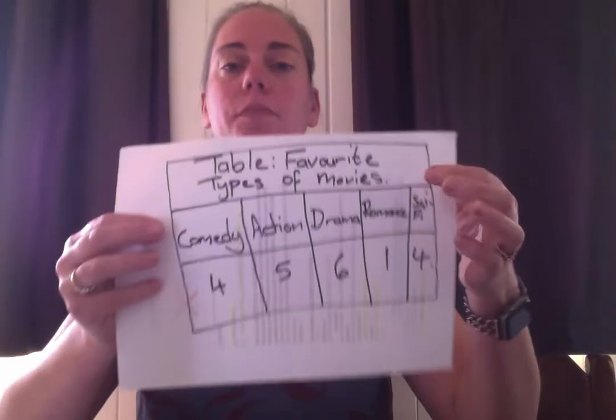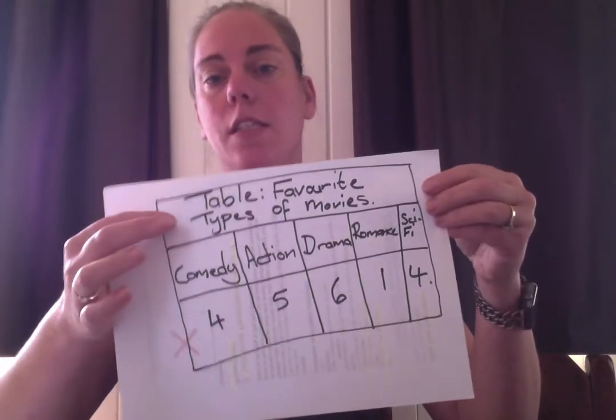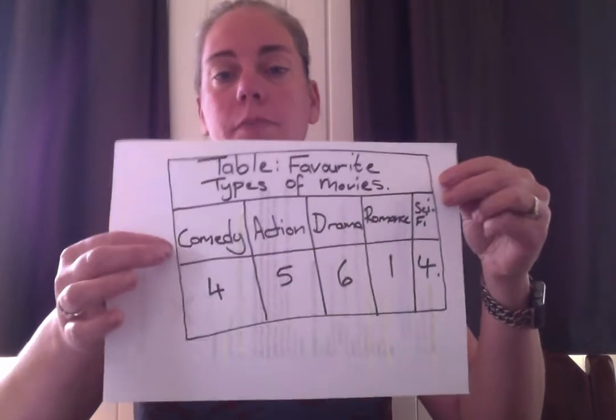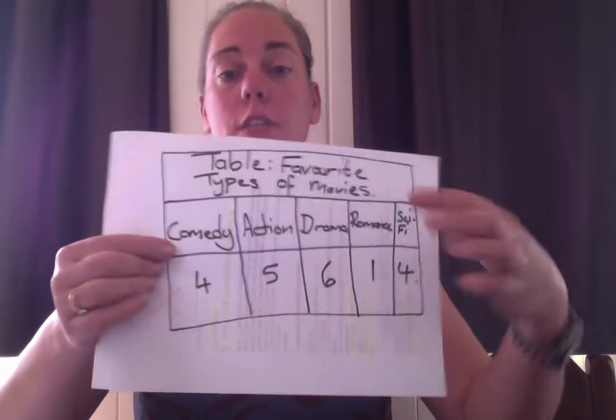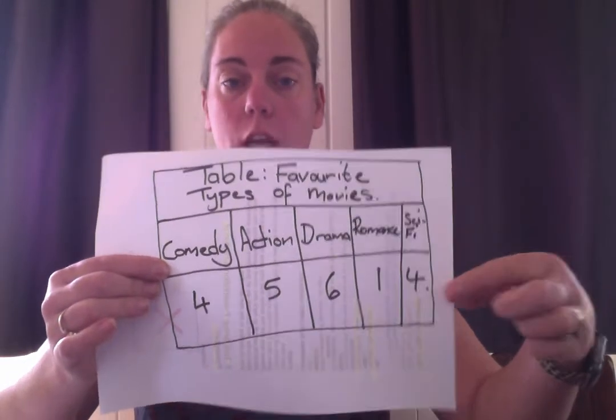Morning class and welcome. As you know, we've been learning about data representation and how we can collect data and interpret those results. And we've used it to display information like this in a table. So in this case, it's looking at the types of movies. We've got our different types across here and the votes for who likes those particular movies along the bottom. Today I'm going to show you how to put that information into a bar graph or a column graph.